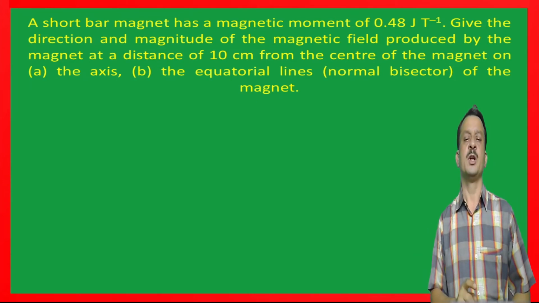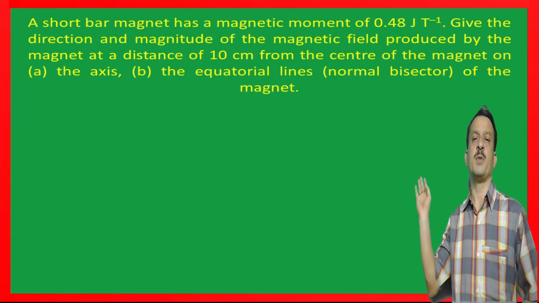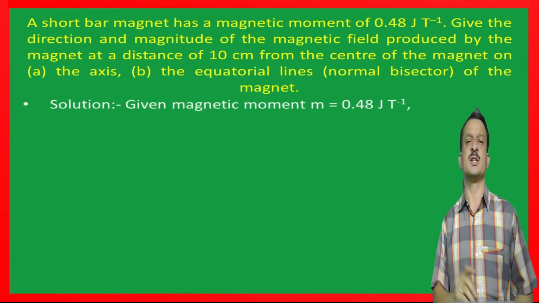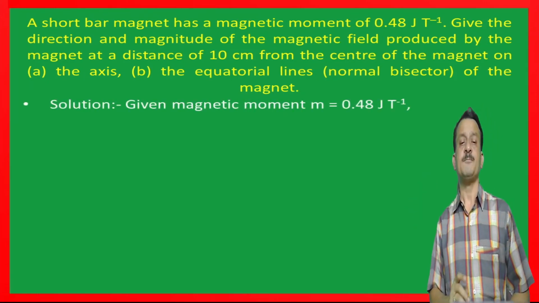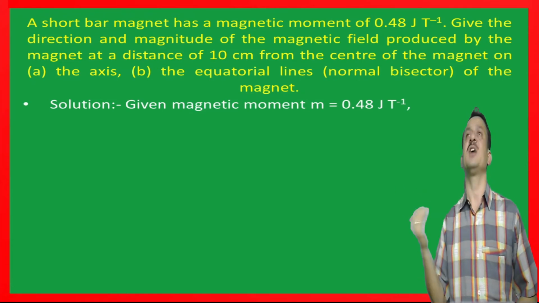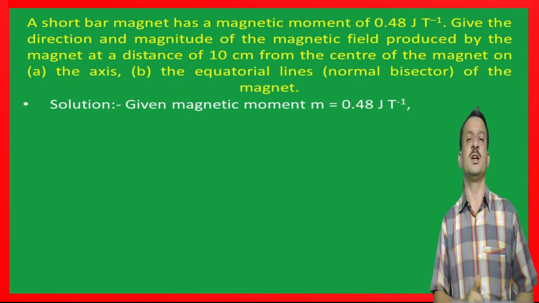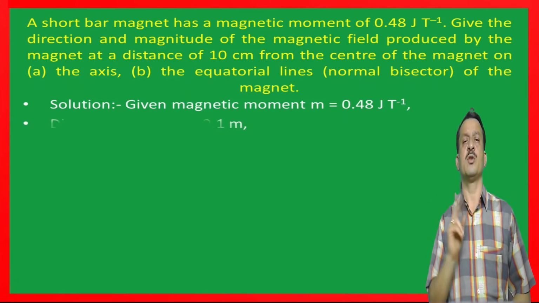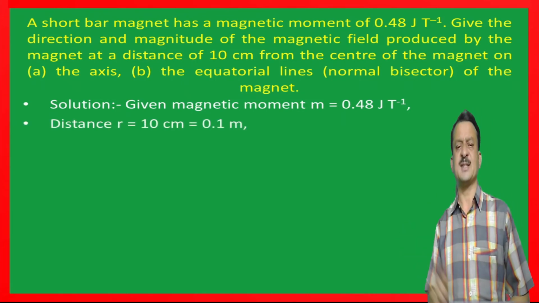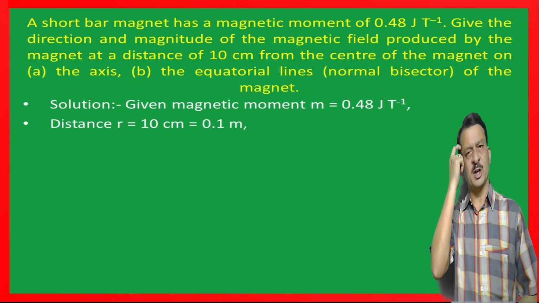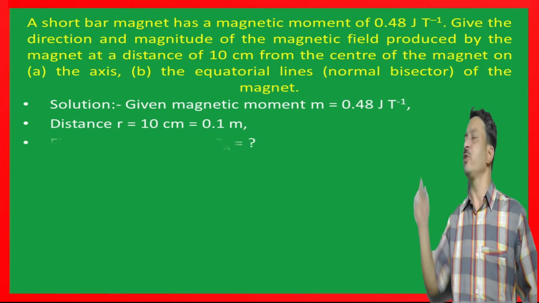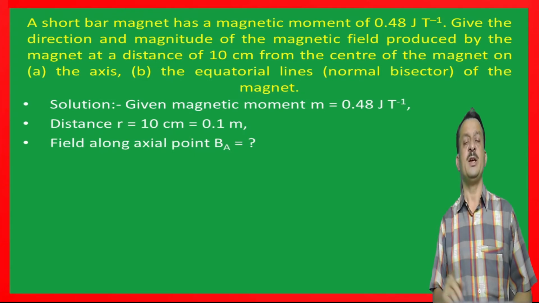Very simple problem. Now the magnetic moment is given as 0.48 joules per Tesla, and the distance of the point is given, r is equal to 10 centimeter. If you convert it into SI unit, it is 0.1 meter. Now we have to work out the magnetic field along the axial point, which we call BA, and the field along the equatorial point, which we call BE.